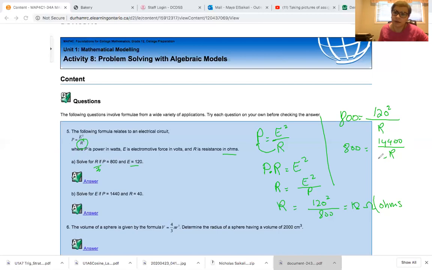So again, same thing. You're going to multiply the R by the 800, and then you're going to bring the 800 over as a division. Then you can do that on the calculator, and you're going to get 18. So these are different ways to solve. Whatever you're more comfortable with, you can do.